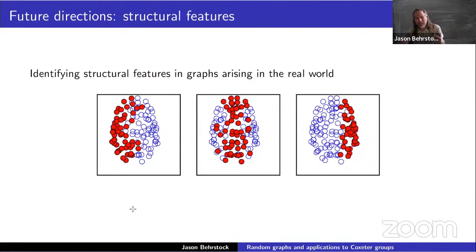So this is a combinatorial way that comes from geometric group theory to pick out components, or sometimes people call these modules, within a graph. And so this might have real world applications. I've tried to get biologists interested in this, and I got some interest, but not enough traction yet. But I think there are real world applications of this.